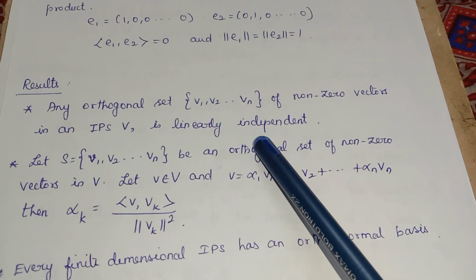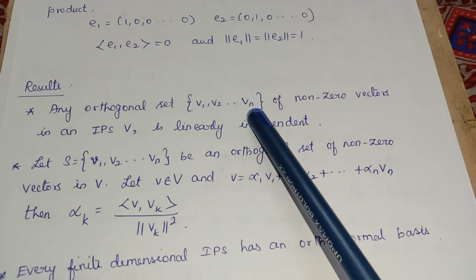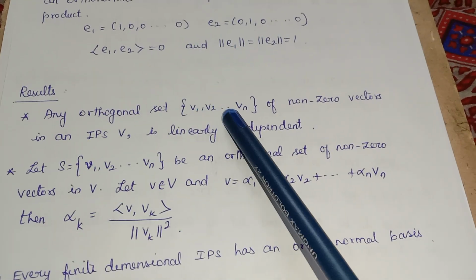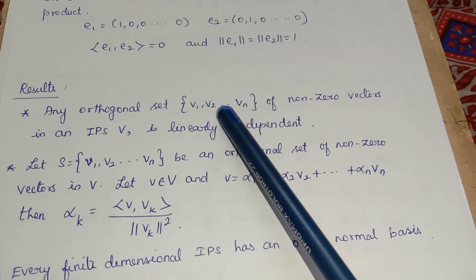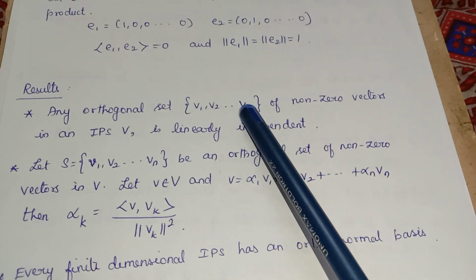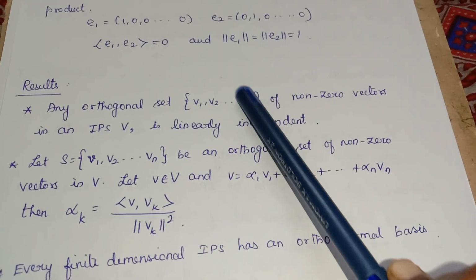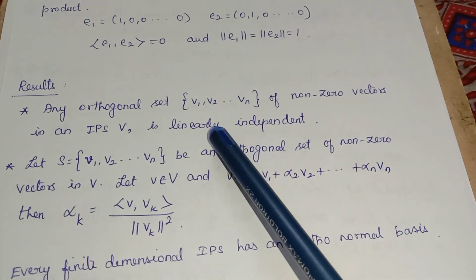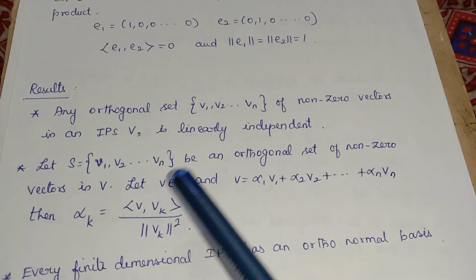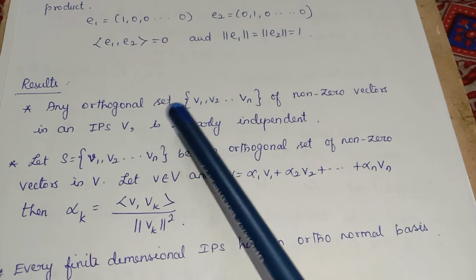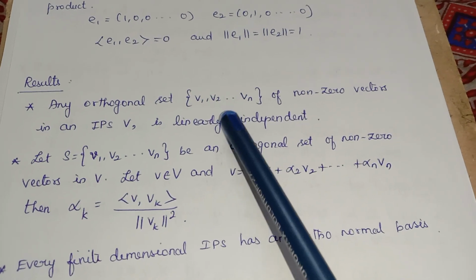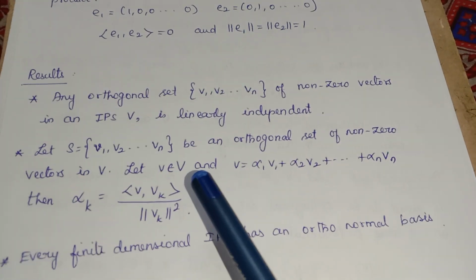Otherwise, how can you say linearly independent? Here you are having n vectors. None of these vectors can be written as a linear combination of the remaining vectors. Not even a single vector here can be written as a linear combination of the remaining vectors. That is called linearly independent, right? So whatever orthogonal set you are taking in an inner product space, that will automatically become a linearly independent set.